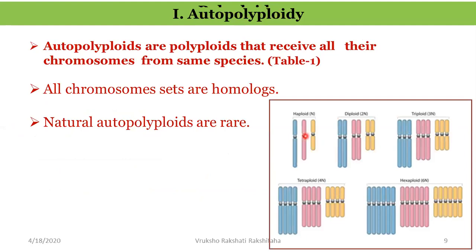Now let us look into autopolyploidy in particular. Autopolyploids are polyploids that receive all their chromosomes from the same species, as we have already discussed in table 1.